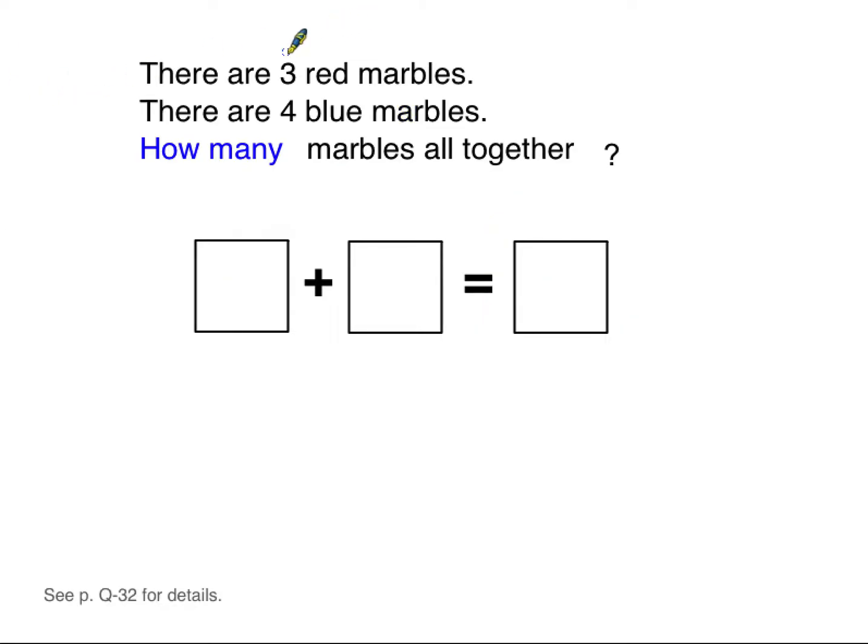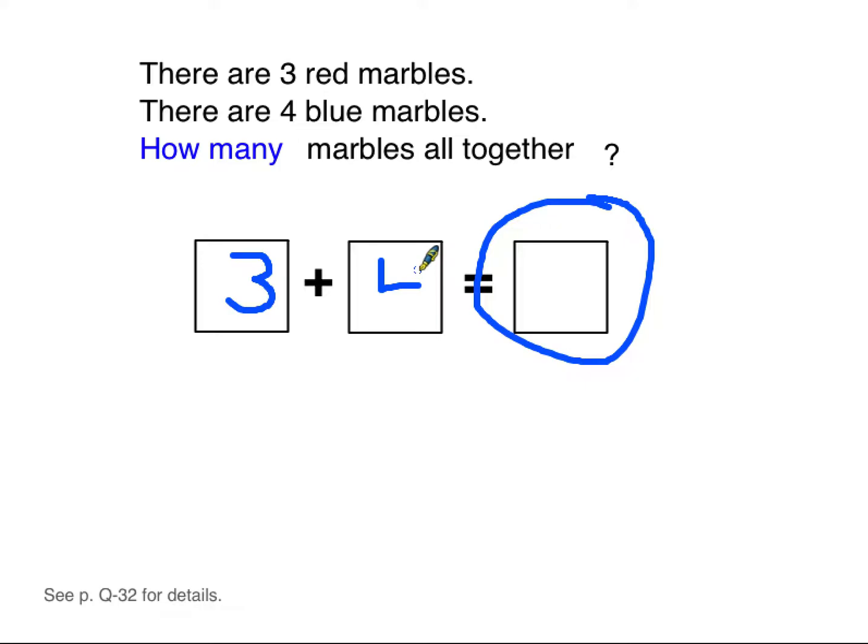There are 3 red marbles. There are 4 blue marbles. How many marbles altogether? We know the 3 and the 4. We don't know the total altogether. We don't know this one. We know we have 3 red ones and 4 blue ones. Grab the 4 because it's bigger. 4, 5, 6, 7. And now we know we have 7 altogether.